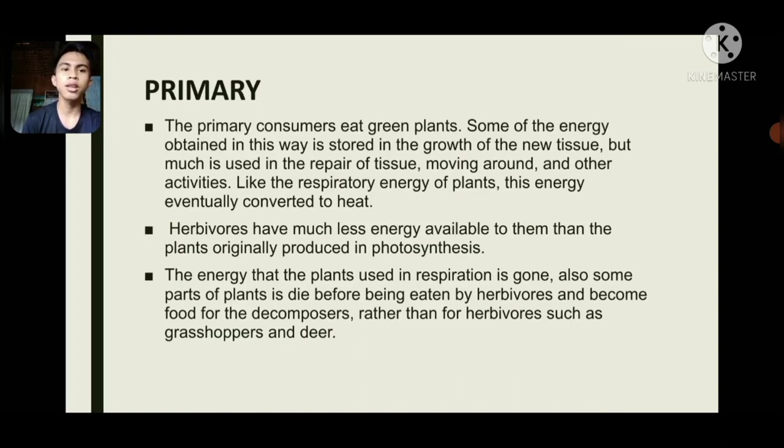The energy that a plant uses in respiration is gone. Also, some parts of plants die before being eaten by herbivores and become food for the decomposers rather than for herbivores such as grasshoppers and birds. Examples of decomposers are bacteria and fungi.